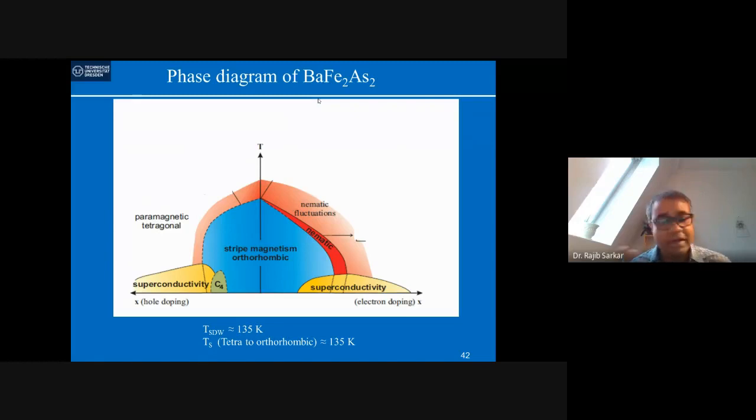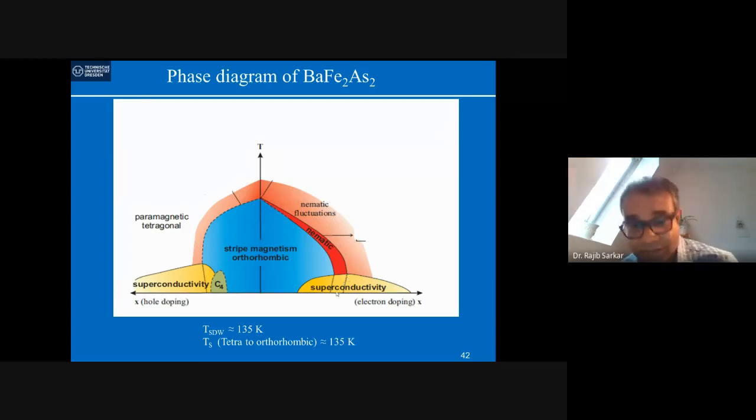Okay, that's fine. So you have a magnetic phase transition and you have a structural phase transition. That means the symmetry is changing. Now you dope the system, with electron doping or hole doping, and you get a range where superconductivity emerges in this system. That is also fine. But additional interesting things happen here. There is another phase, which is called the nematic phase.